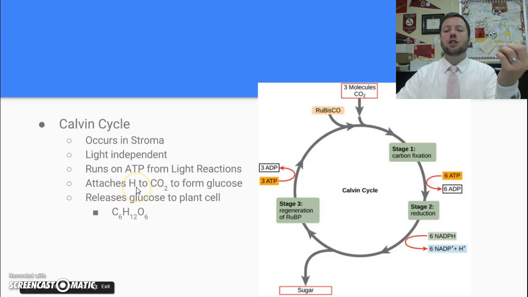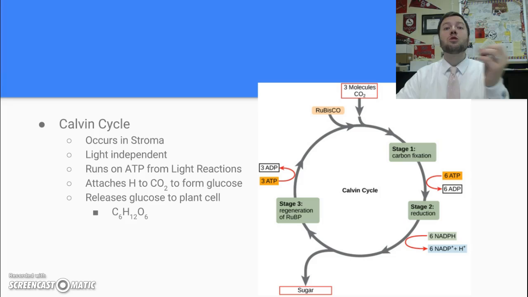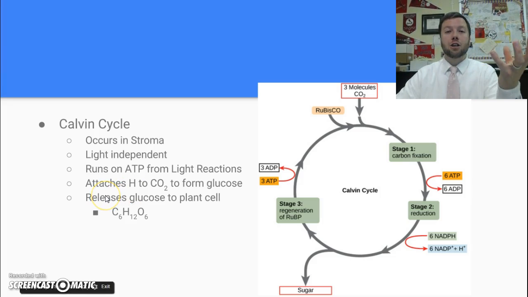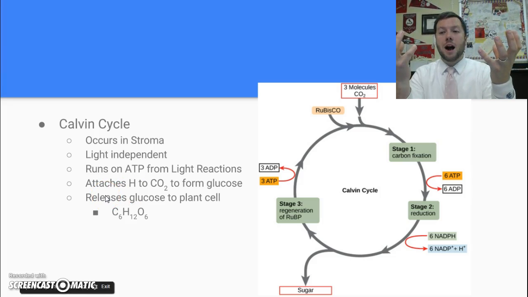It attaches that hydrogen that came from the light reactions from water to carbon dioxide. So this is where that CO2 that plants bring in through the air, through the leaves, is used. It takes that hydrogen and sticks it to a carbon dioxide.